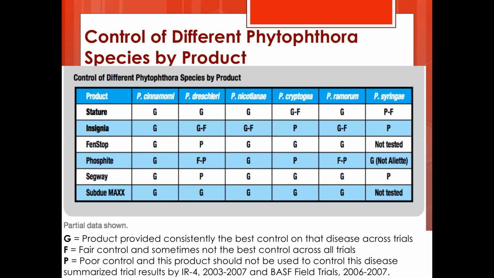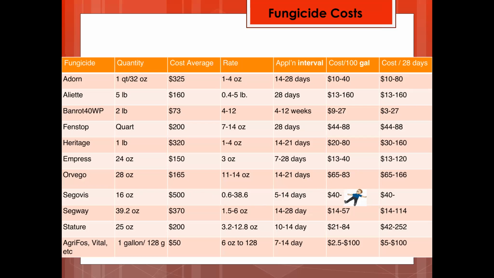So recommending a bunch of fungicides and not talking about cost is kind of only giving you half of the conversation. And there's a lot of fungicides out there. One of the newest ones is Segovis, and unfortunately they really need to do a price adjustment because it can be so expensive. If you were to use 38 ounces, that would be over $1,000 per treatment. So you really want to think about what you're going to use, where you're going to use it, and how you're going to use it.